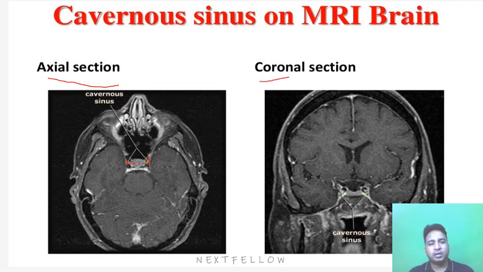And if we look at the coronal section, meaning taking the cut like this, again this cavernous sinus is located here. So MRI serves as the best investigation to look at any pathology of the cavernous sinus, to check for thrombosis, and to check for sepsis of the cavernous sinus.